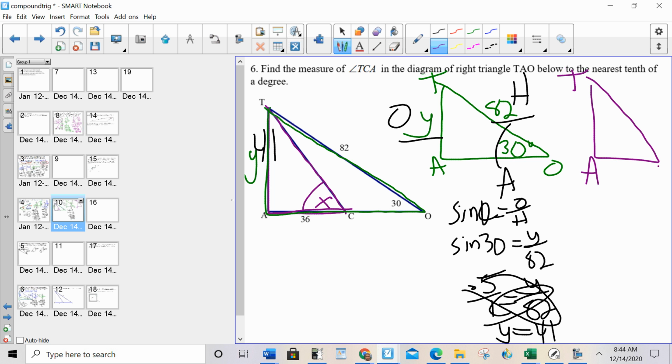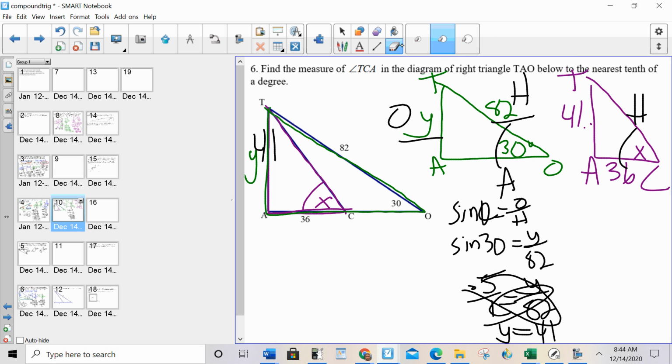TAC. I'm trying to find this. I have that this is 36. I have that this is 41. So I'm sorry. At this point, I want you to find that missing angle on your own. So please pause, find the missing angle on your own to finish the problem off, then unpause. At this point, you should have calculated that angle, so I'm going to go over it.